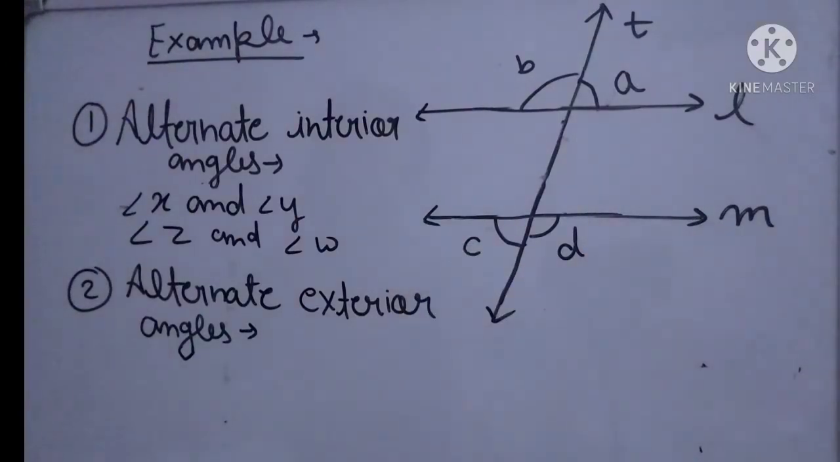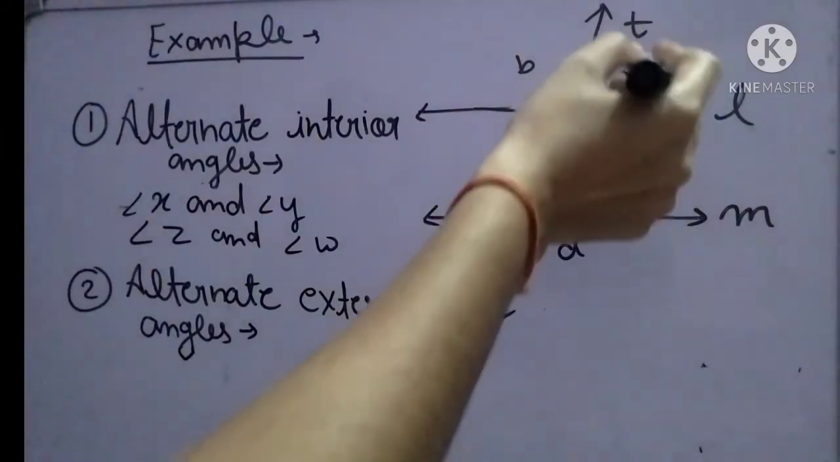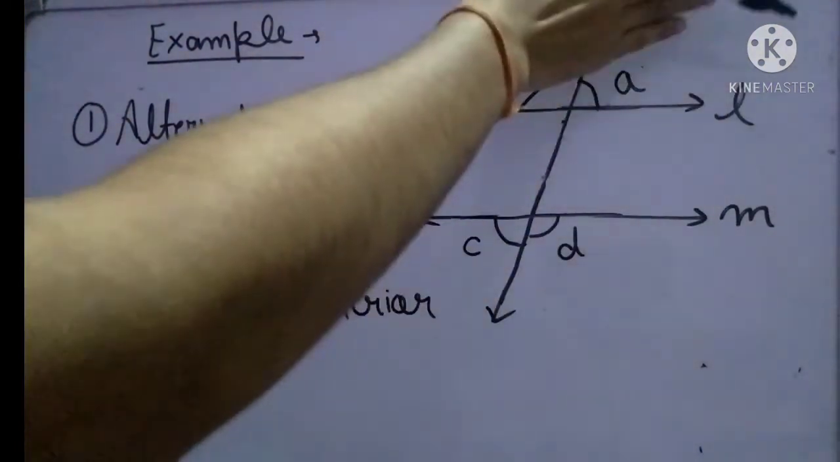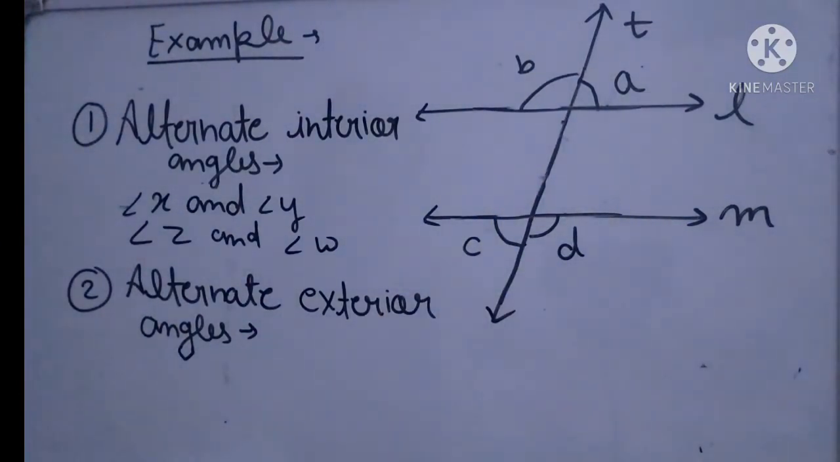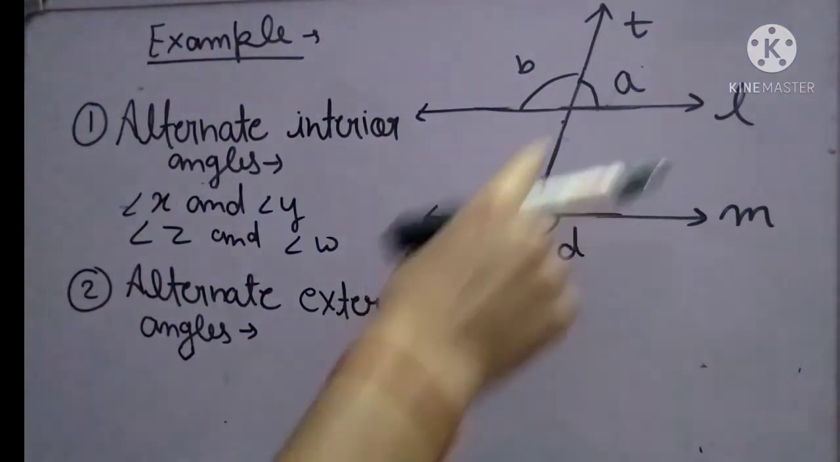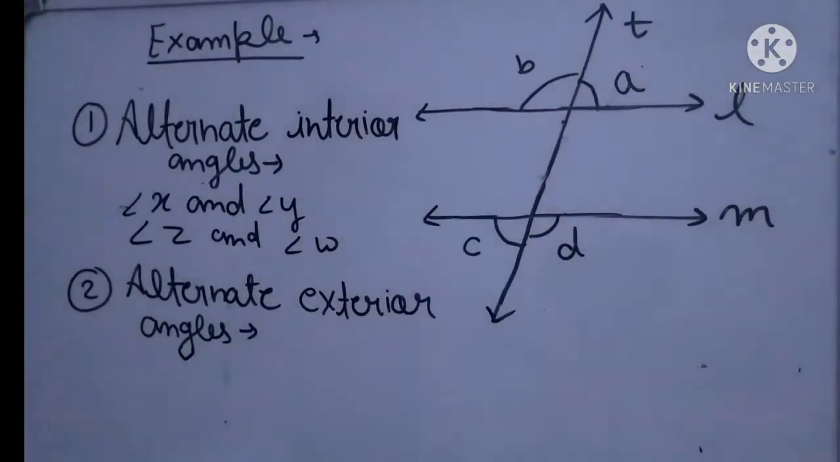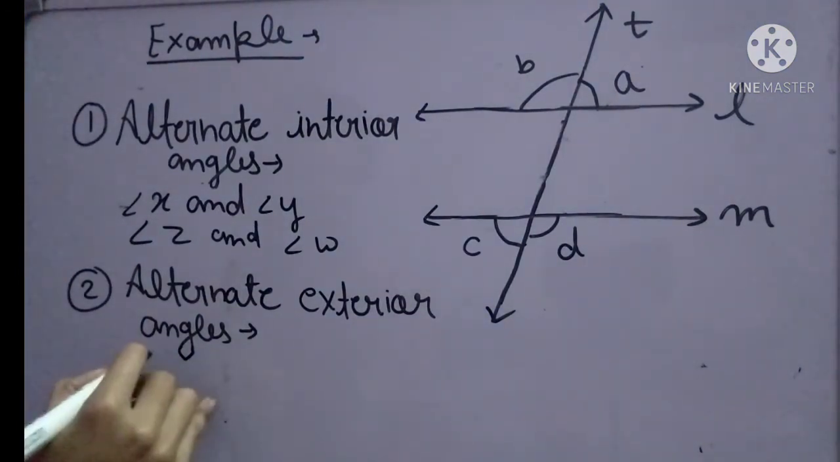Now with the help of this example, we have to find alternate exterior angles. So the definition of alternate exterior angle is that those angles which lie in the exterior region of the lines and also on the opposite side of the transversal are called alternate exterior angles. In this figure, angles A, B, C and D lie in the exterior region of line L and line M. And on the opposite side we have angle A and C, or angle B and angle D. So these angles are called alternate exterior angles.